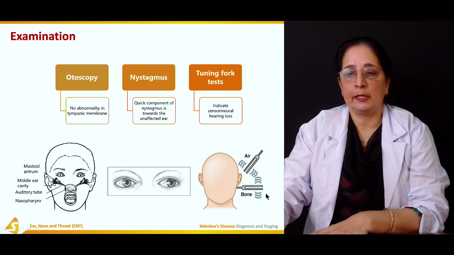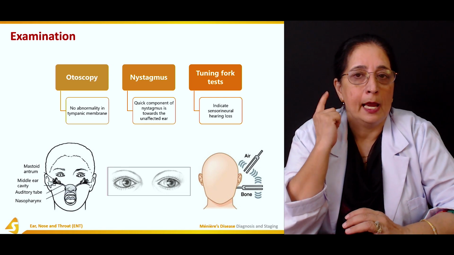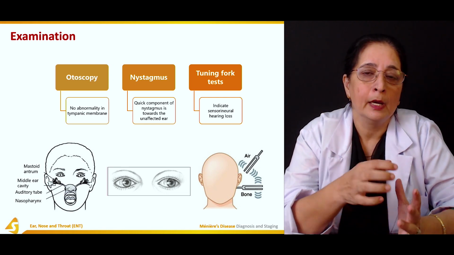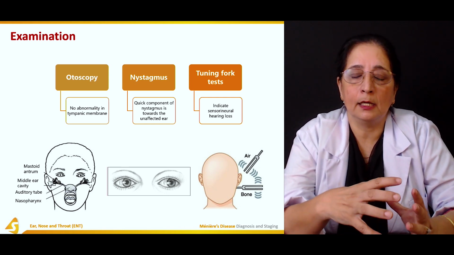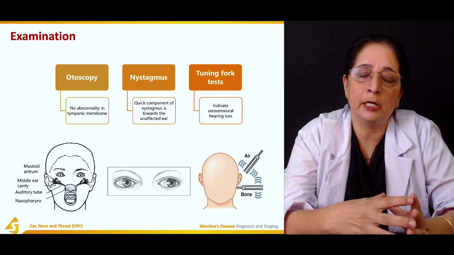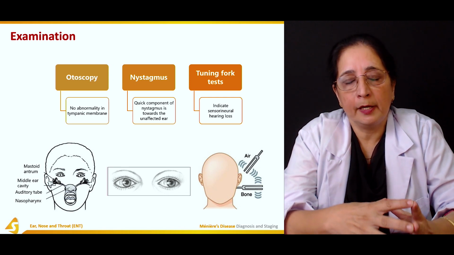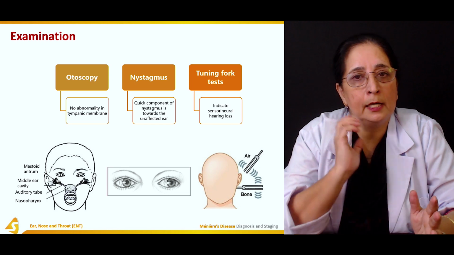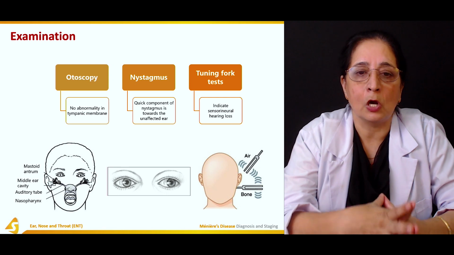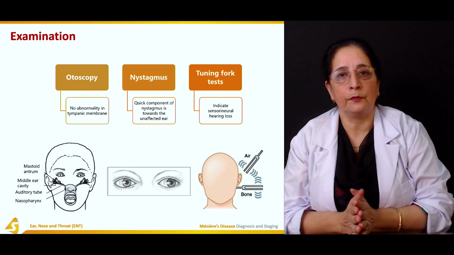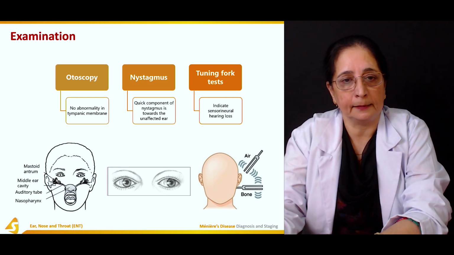This is the picture that shows Rinne's test, in which the difference between bone conduction and air conduction is assessed. Normally the air conduction should be more, but if bone conduction is more, it means it is sensorineural hearing loss. But if air conduction is obstructed or less, it means it's conductive hearing loss. So these are the different tests performed for the examination of Meniere's disease.